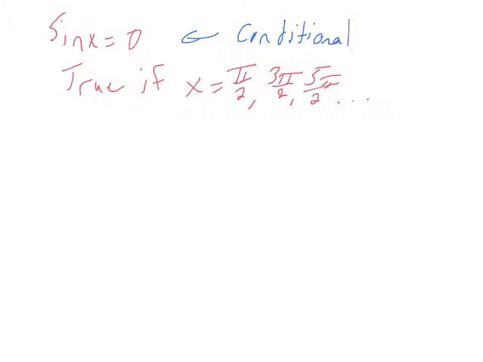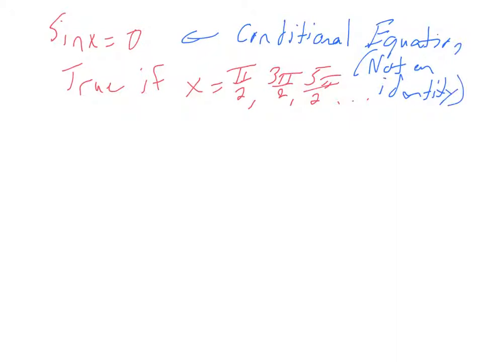Not an identity. So that is not an identity. Another example of a conditional equation that would not be an identity is sine x equals cosine x, right?